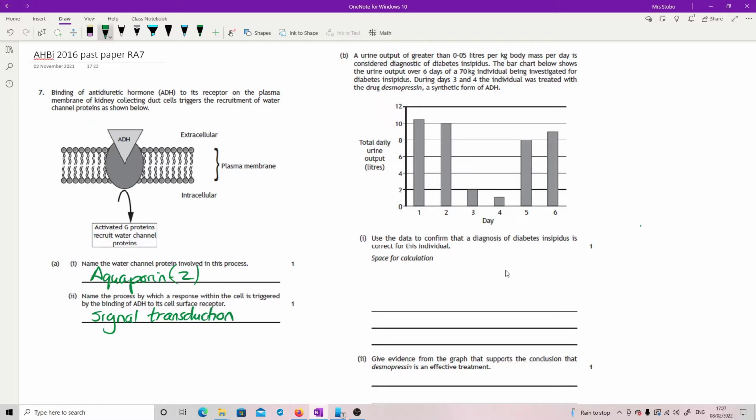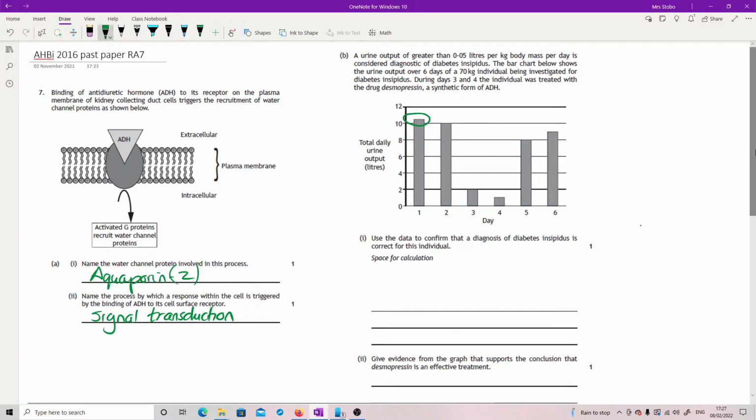Okay. A urine output of greater than 0.05 litres per kilogram of body mass per day is considered diagnostic of diabetes insipidus. The bar graph below shows the urine output over 6 days of a 70 kilogram individual being investigated for diabetes insipidus. During day 3 and 4, the individual was treated with the drug desmopressin, which is a synthetic form of ADH. Okay, total daily urine output in litres, which should be horrifying you. Look at day 1. More than 10 litres per day. Use the data to confirm that a diagnosis is correct for this individual.